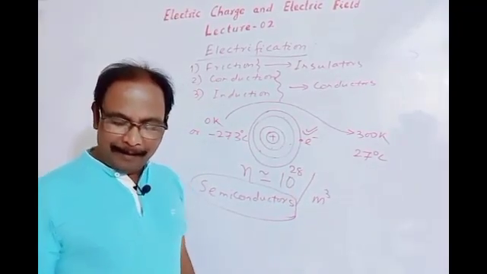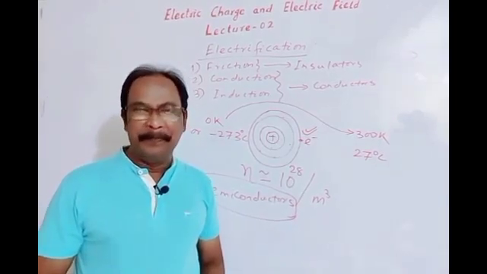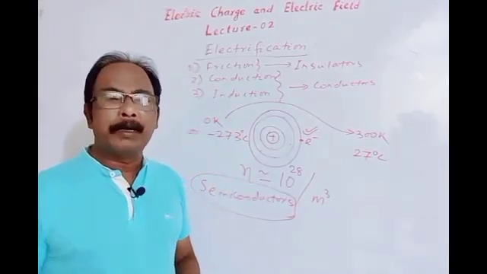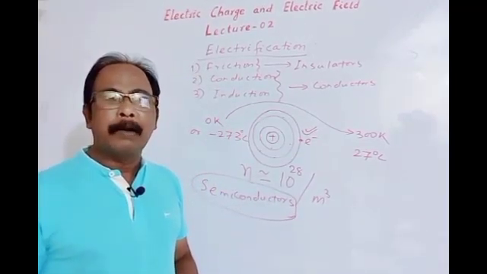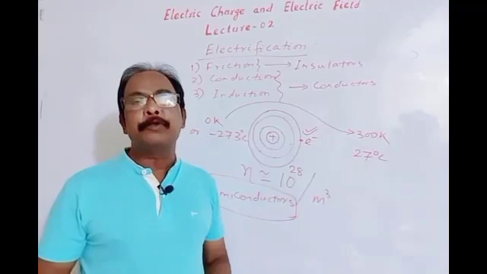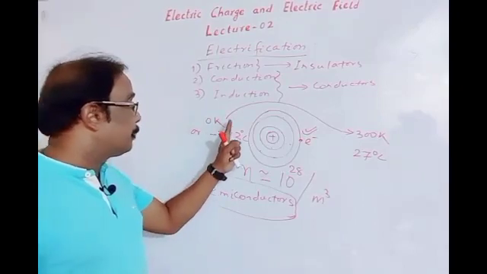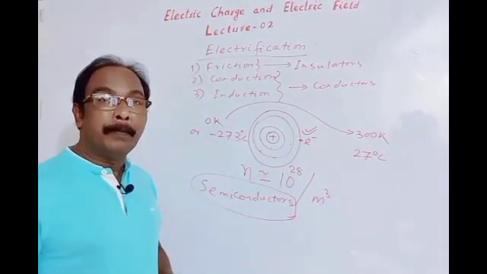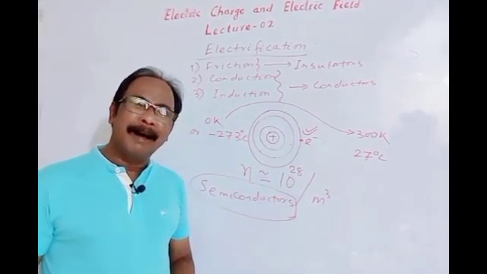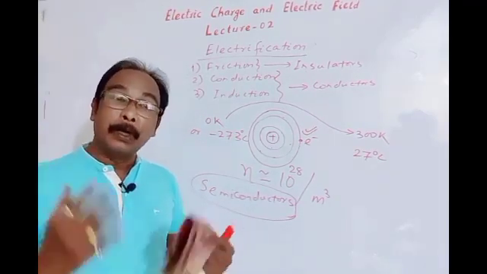Then another term is superconductor, which is yet to be found at our normal temperature. Superconductors are found, but not at normal temperature. For example, mercury shows superconductivity below 4.2 Kelvin and lead shows superconductivity below 7.2 Kelvin. These are very low temperatures, 7.2 Kelvin and 4.2 Kelvin. A superconductor has zero resistivity, so its conductivity is too high.